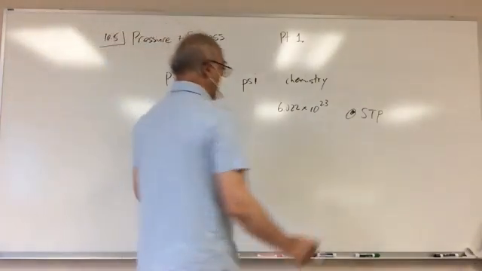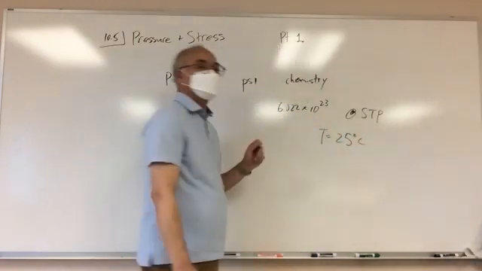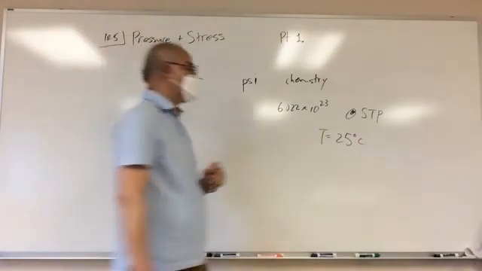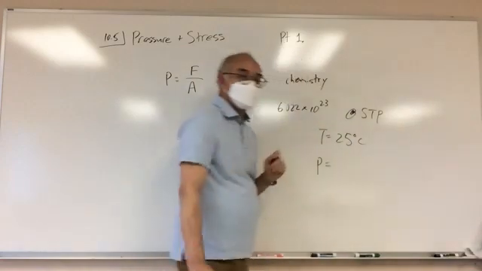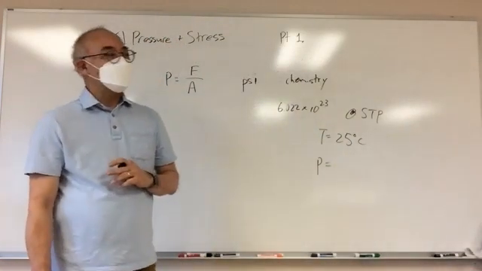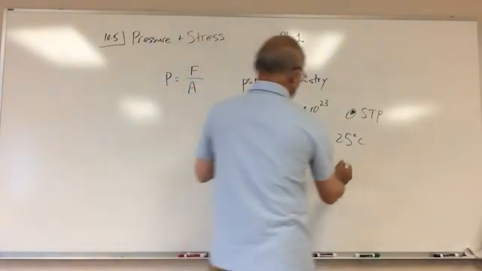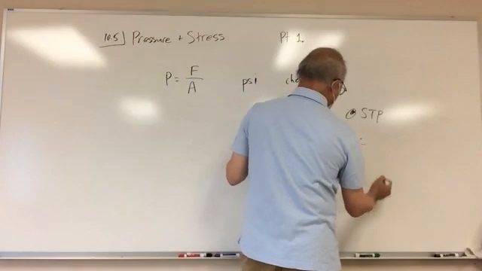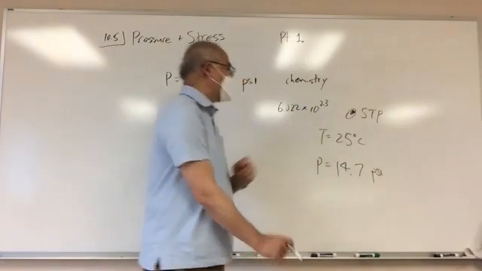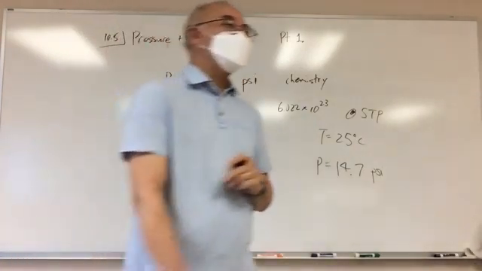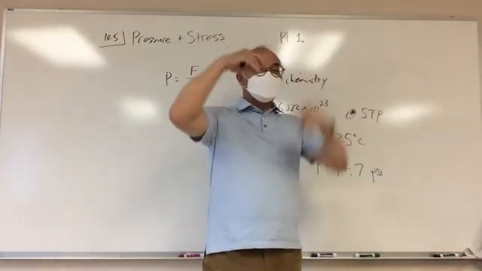What is standard temperature? Yeah, 25 degrees Celsius, all right. What is standard pressure? Standard pressure is the atmospheric pressure at sea level, which is 14.7, good. 14.7 PSI.